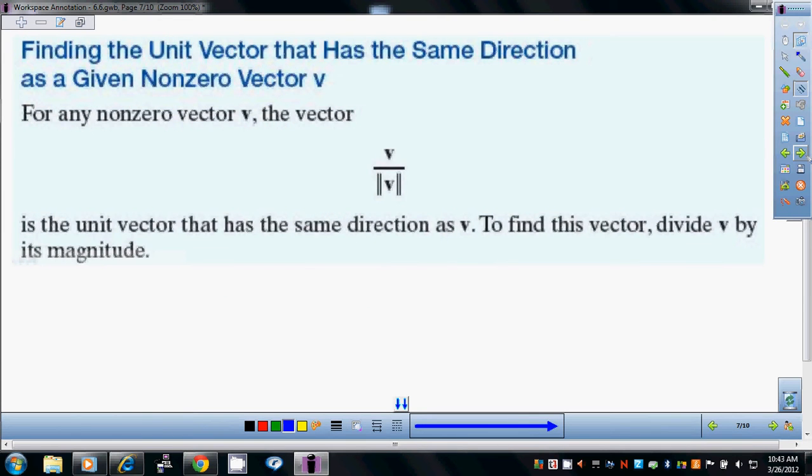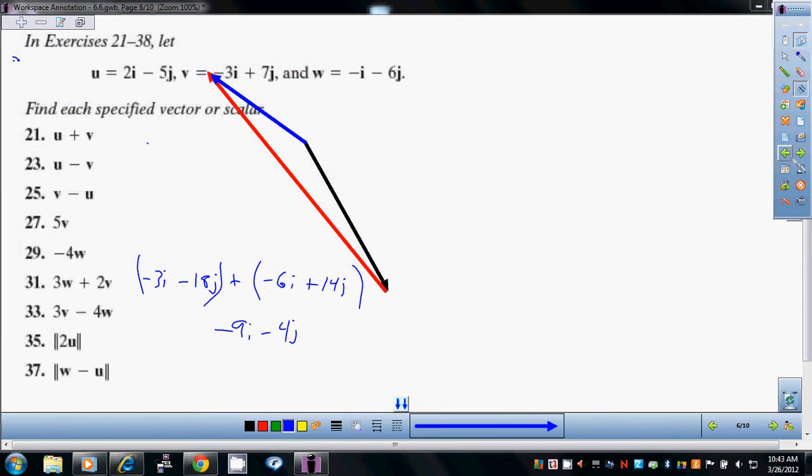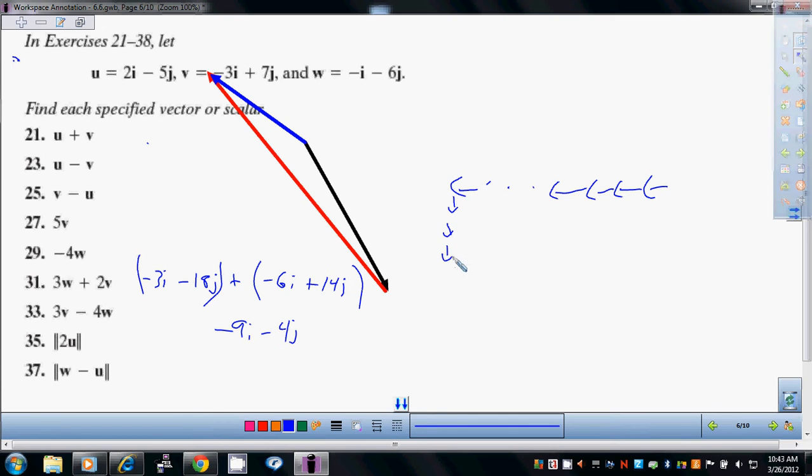Okay, now, a unit vector. Let me go back. Let's look at 30, or 31. Negative 9i. Let's see, negative 1, 2, 3, all these little left, dot, dot, dot. There's number 9. And then you went down 4. So our finished vector was negative 9i minus 4j. A unit vector simply says, take your finished product and divide it into little 1 units.